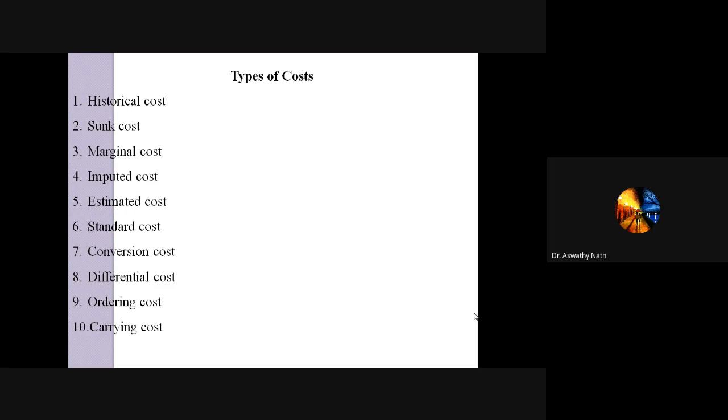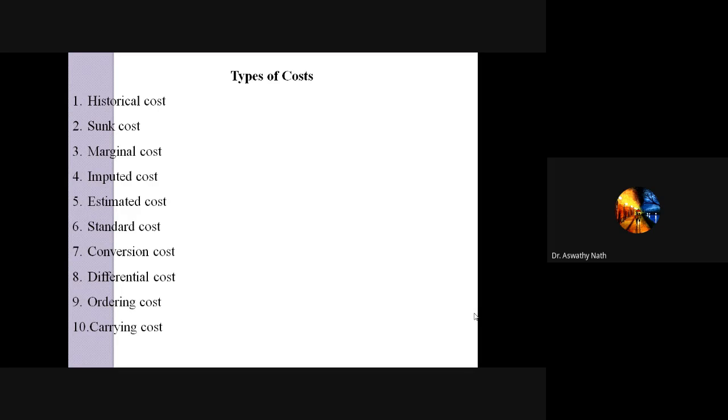Whenever we are determining the cost only after the production, those costs are called historical cost, or the past cost we call it. Okay. Then sunk cost. Sunk cost means those are irrecoverable costs, and which don't have any influence in future decision making. For example, if in a company a replacement of an asset has taken place, the undepreciated value of the existing asset is a sunk cost. So those costs are irrecoverable and don't have any influence in future decision making. That type of cost is called sunk cost.